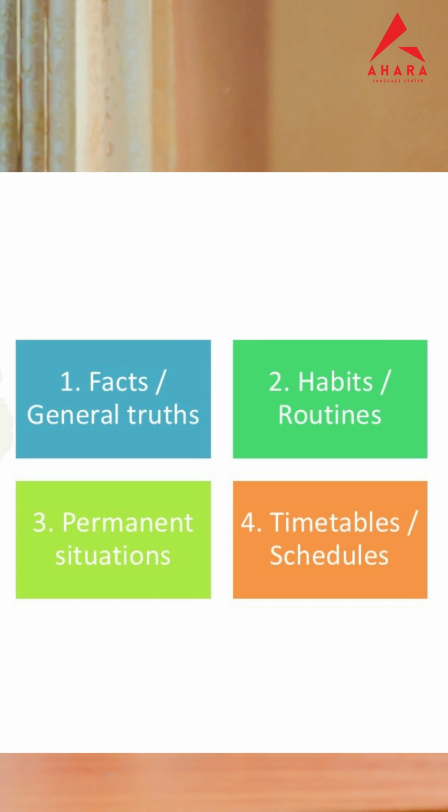The third one, permanent situations. Let's see what the permanent situations are and how we can use the simple present tense in such scenarios. The fourth one, timetables or the schedules. If you have any schedules or timetables, then also we will use the simple present tense. I'll take you to the examples, then you will understand each category clearly. Let's take the first category, facts or the general truths.